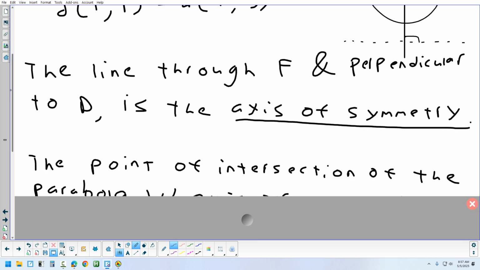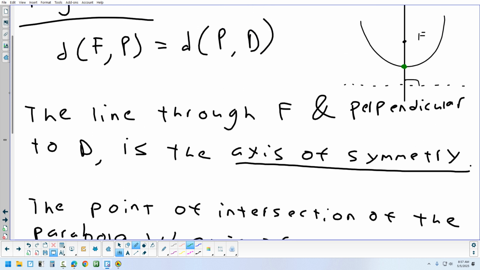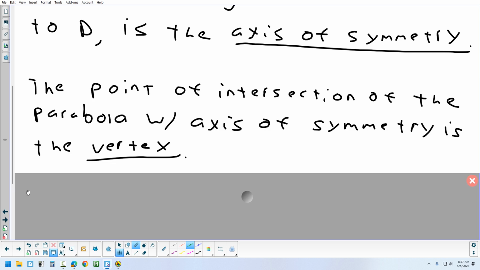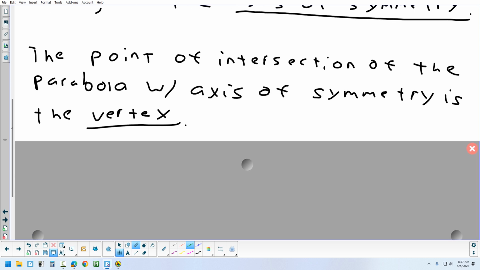Okay, the point right there that I just put in green, the point where the axis of symmetry crosses the parabola, that is called the vertex. And I think we've talked about that term before.